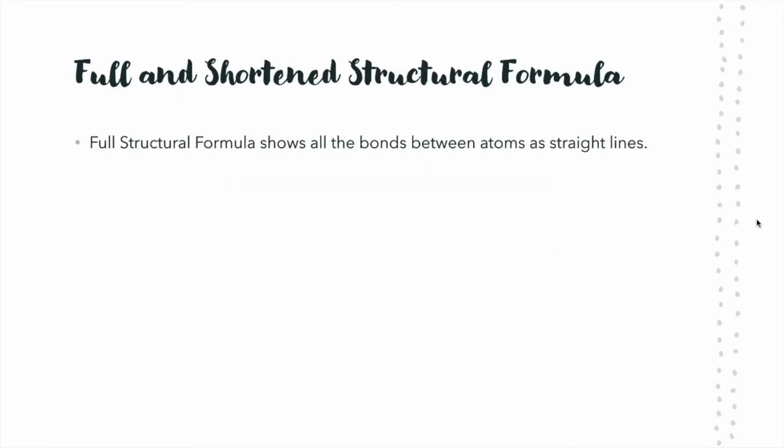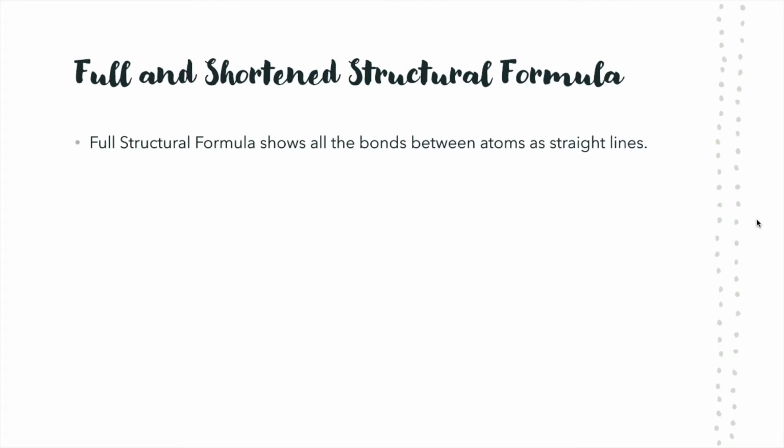Now, something else that is important when we are looking at hydrocarbons and homologous series are full and shortened structural formula. When we are dealing with molecules like methane, ethane, propane, they're quite small, they're relatively easy to draw out. However, it might be quite time consuming to have to draw a big structure with 10, 11, 12 carbons in it. And with shortened structural formula, we don't have to.